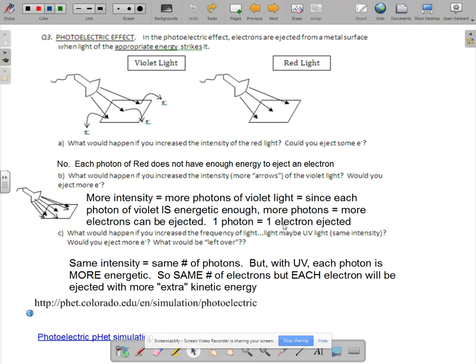If you had UV light instead of violet, which has more energetic photons, at the same intensity, you are going to have the same number of photons, and it's one photon per one electron. So you're going to eject the same number of electrons. But what do you do with the extra energy when each one of those photons pops? You're going to use what energy you need to eject the electron, but then the extra energy in that little photon is just going to propel each electron with a little extra kinetic energy. Okay, so we'll close up that conversation, but then there were some calculations that went along with it.